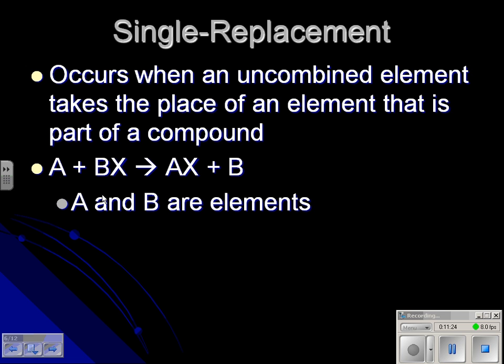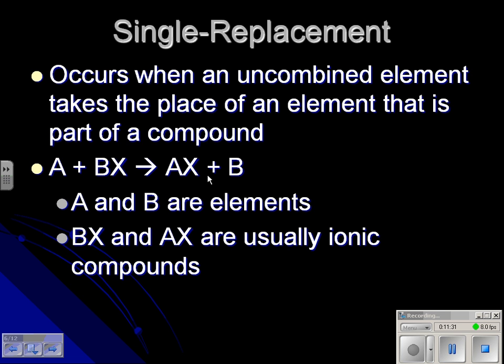Okay, so that's what the formula looks like. Let's just clarify a few things. Where we have A and B alone, they are pure elements. Okay, so elements by themselves. BX and AX are going to be compounds, and they're usually ionic compounds. We will only use ionic ones because covalent ones are much more difficult and would be very difficult for you to be able to predict. And you should be able to do these types of predictions by the time we're done with these notes tomorrow. So just note in your head that AX and BX are going to be ionic compounds for our situations.